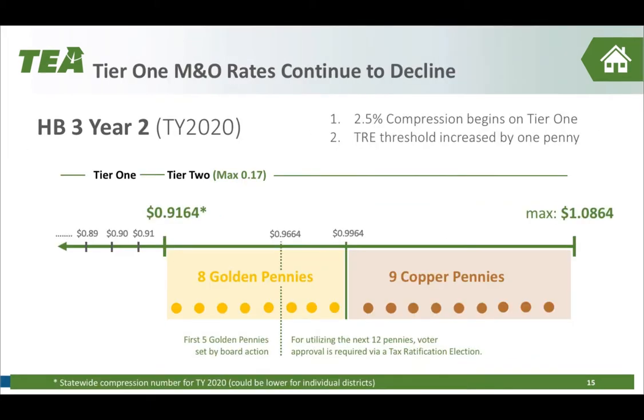This is now what's going to happen in year 2 of HB3, school year 2021, tax year 2020. The 2.5% compression begins on the Tier 1 tax rate. The TRE threshold is increased by 1 penny so that districts are able to access 5 golden pennies without having a TRE, and TREs are available once again for districts. The maximum that districts will be able to go up to is $1.0863. That would be the compressed tax rate, the maximum MCR of 0.9164 plus 17 enrichment pennies.